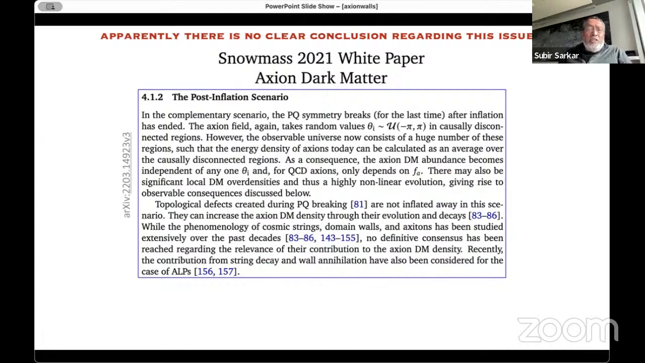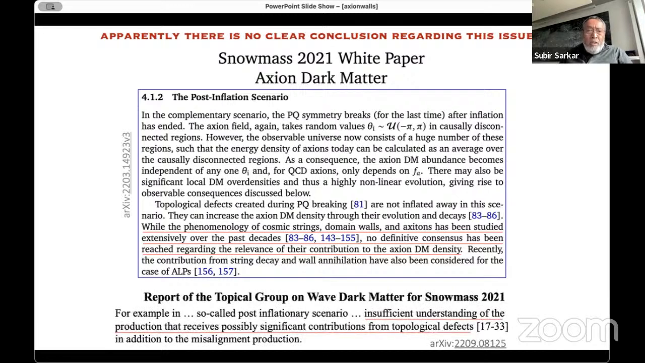So I looked at the literature, and I found to my surprise that although this issue has been widely discussed, here, for example, is a white paper with many, many authors that was presented to the Snowmass exercise, and they say that indeed this phenomenology of decaying strings, domain walls, etc., has been studied extensively, but no consensus has been reached regarding the relevance of their contribution. And another white paper on wave dark matter, which light axions would be, says there is insufficient understanding of the production that receives possibly significant contributions. So obviously, this is something worth looking at.